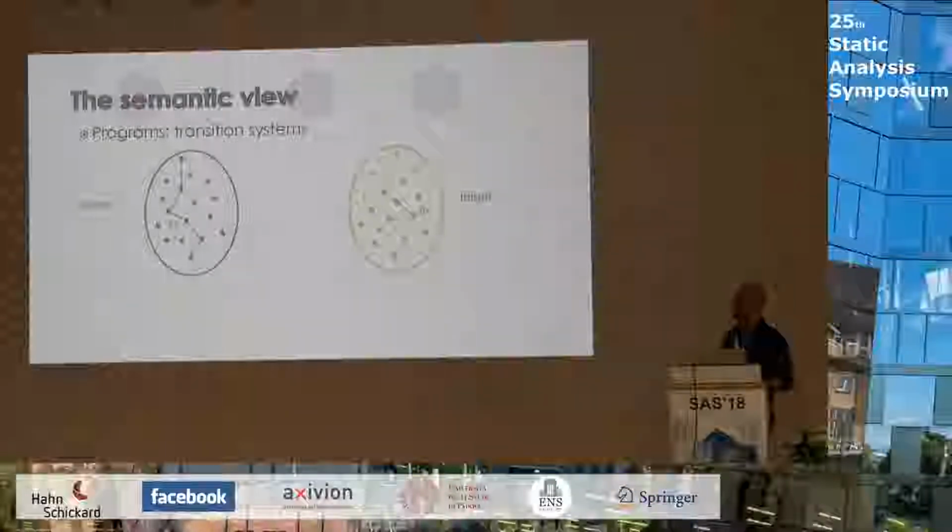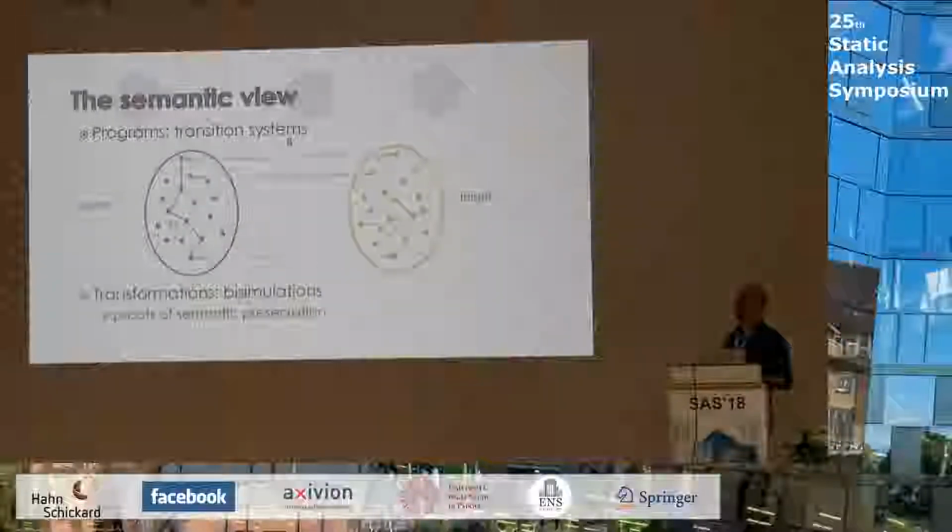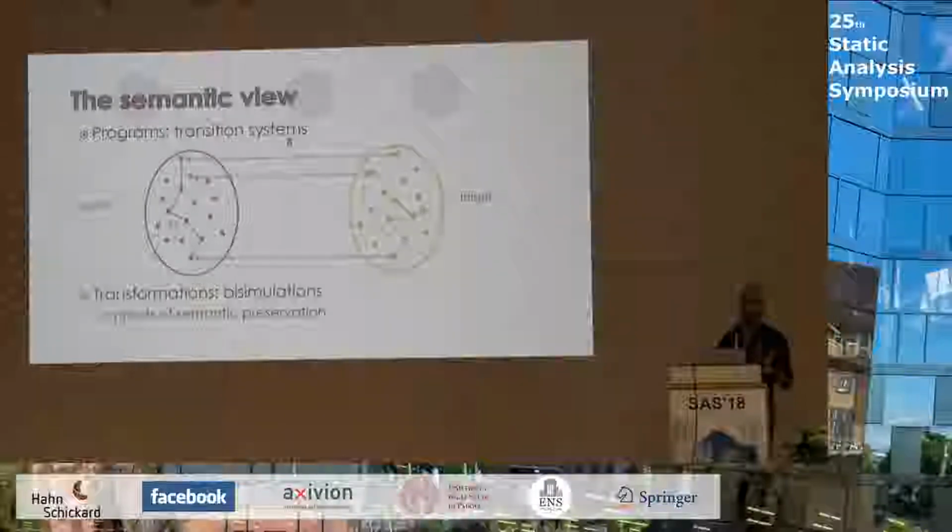On the other hand, we'll not think about program transformations as syntactic changes. We'll be interested in those transformations that can be modeled as bisimulations. Essentially, this is a semantic model of transformations where bisimulations are proofs that these two programs are semantically equivalent. And when I say semantic, I mean observationally equivalent. For instance, their input-output behavior is the same.